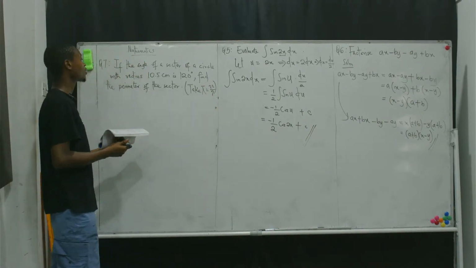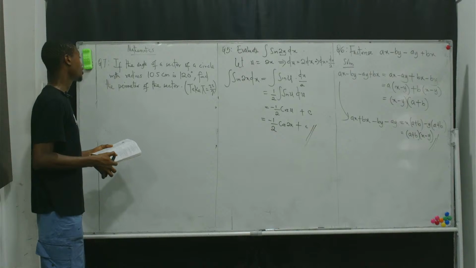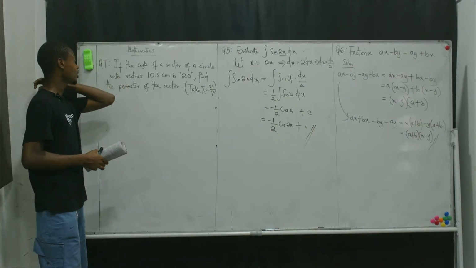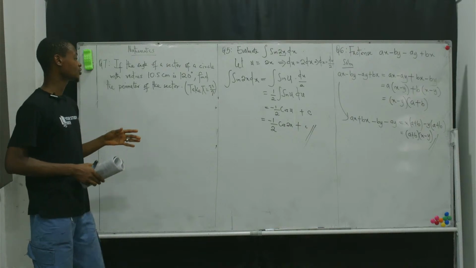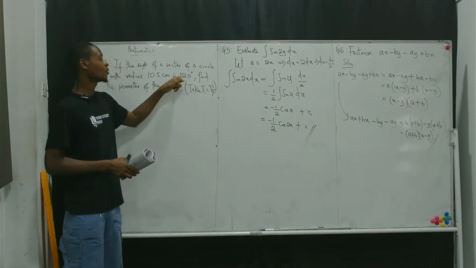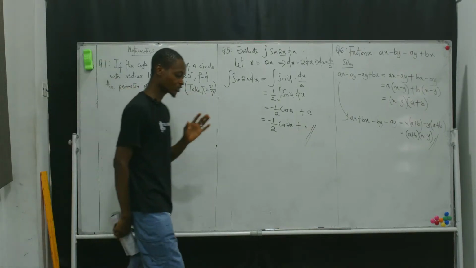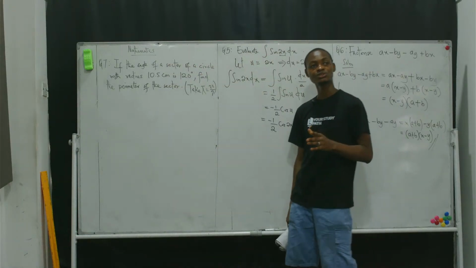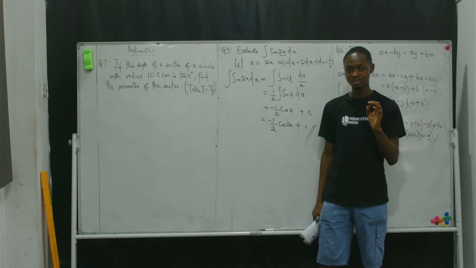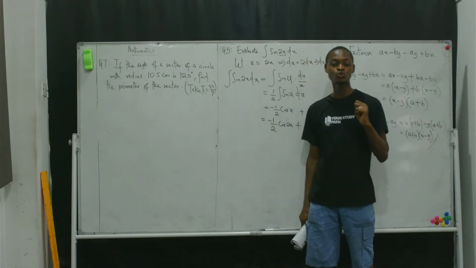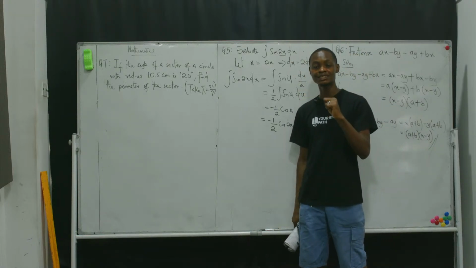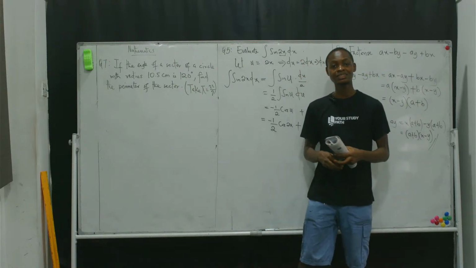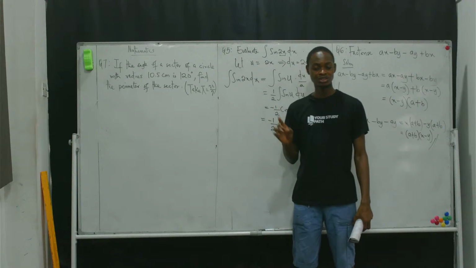So we have, if the angle of a sector of a circle with radius 10.5 centimeters is 120 degrees, find the perimeter of the sector, take pi to be 22/7. The angle of the sector being 120 degrees tells us that that sector is in fact the minor sector. Now that's very, very important. Remember that the minor sector is a sector whose angle subtended at the center is less than 180 degrees. Once the angle is less than 180 degrees, it gives you a minor sector.